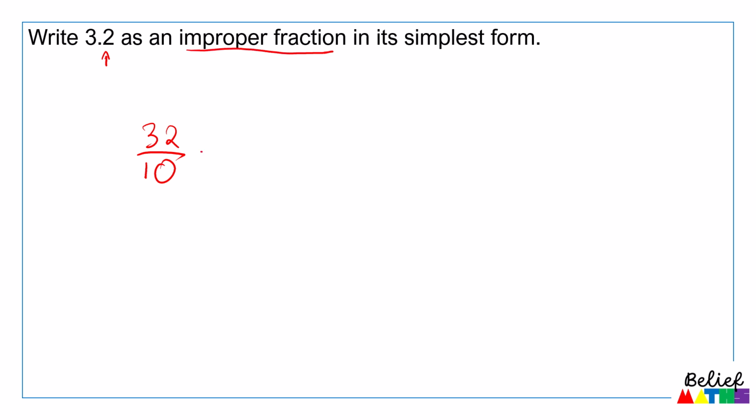Now getting that in its simplest form, we just have to divide this by its common factor. So 2 works again in this case, so 32 divided by 2 is 16, and 10 divided by 2 is 5. And that's an improper fraction in its simplest form. Simplest form doesn't imply that it's a mixed number. It implies that there's nothing that can divide the 16 and the 5 other than 1, but if you divide it by 1 you end up with the same thing. So that's our answer to this question.